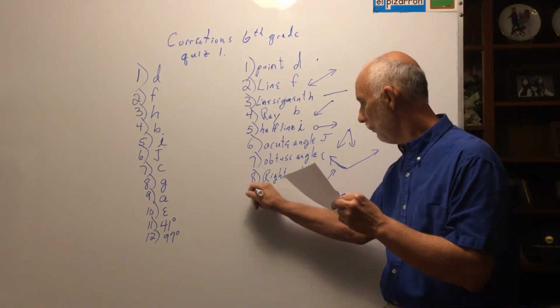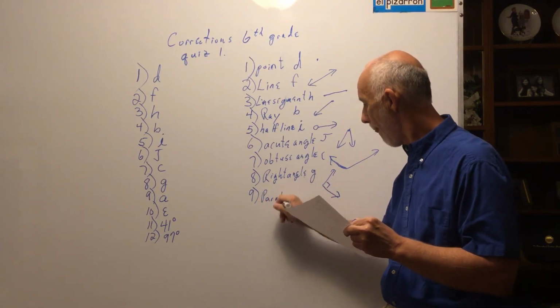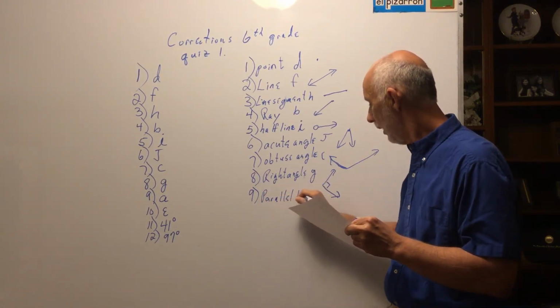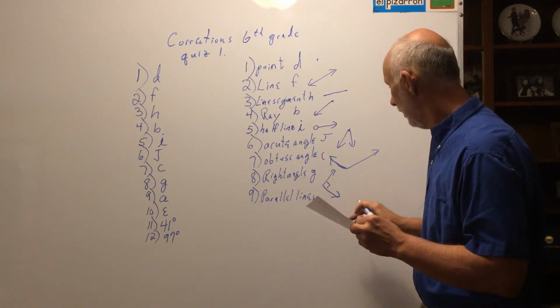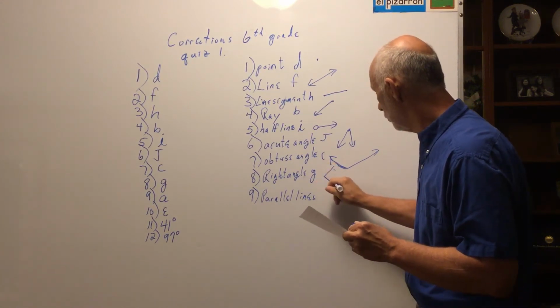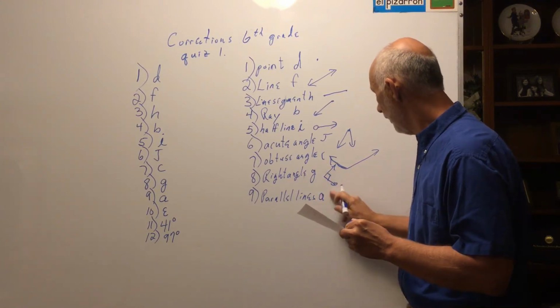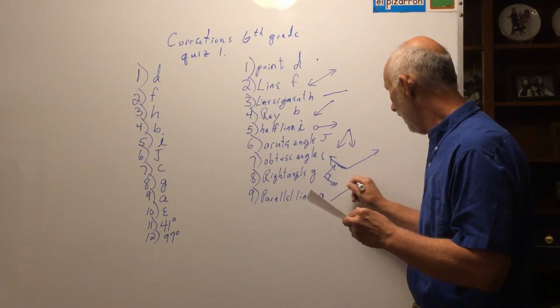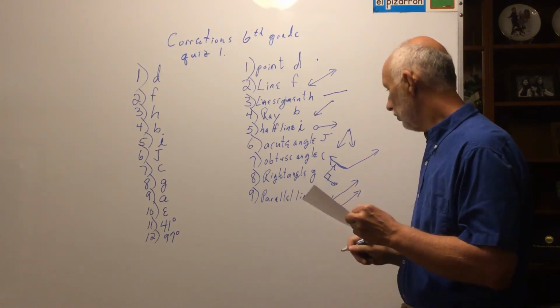Number 9 was parallel lines. Parallel lines run side by side and never intersect. Maybe I should have written this a little smaller. The parallel lines was actually A. And again, it was the two lines that go side by side and never intersect.